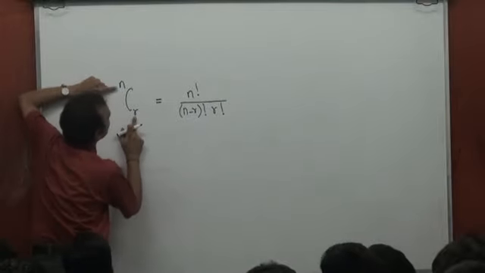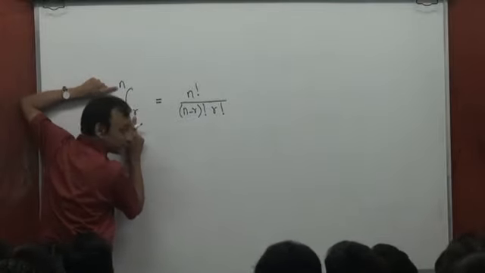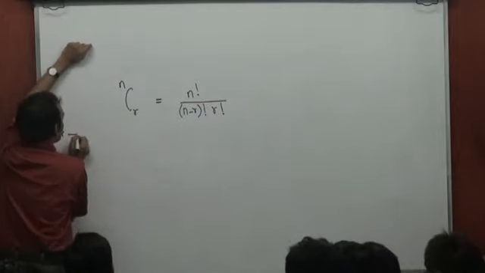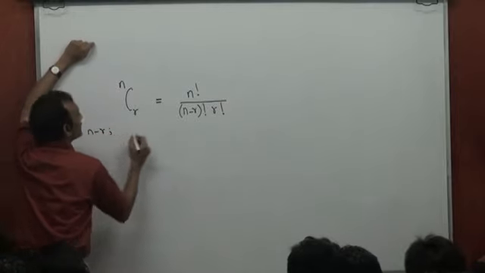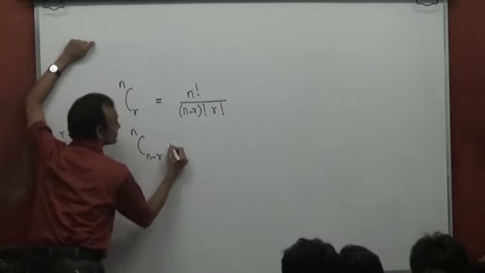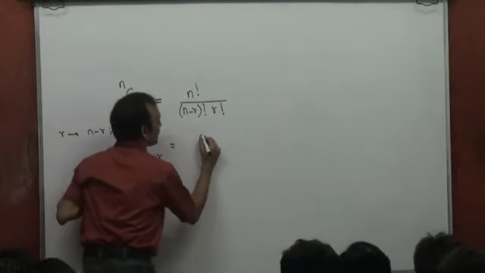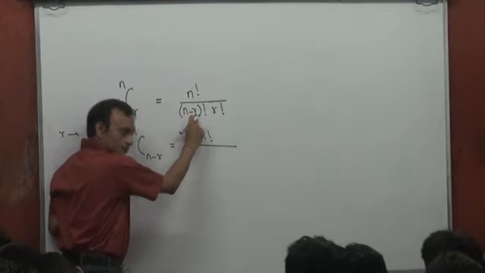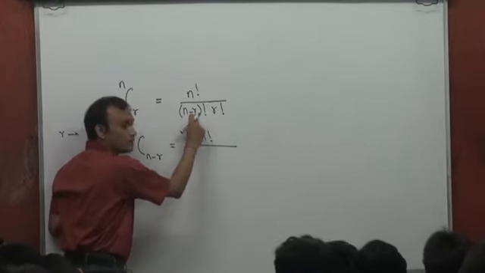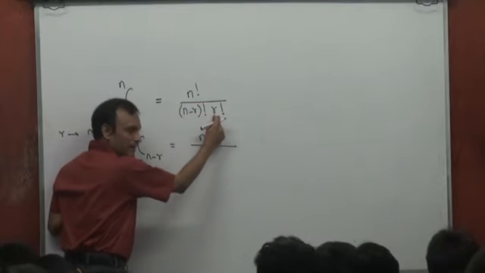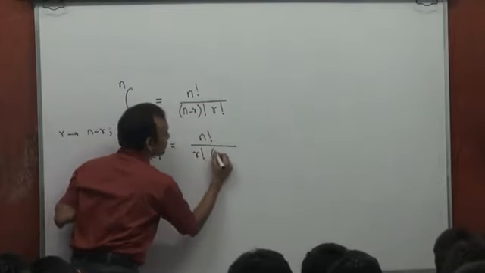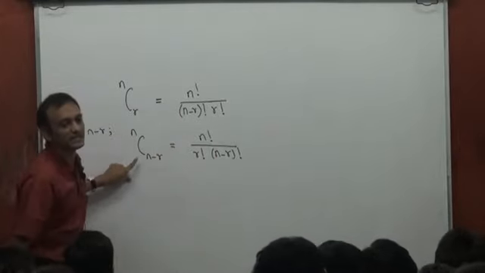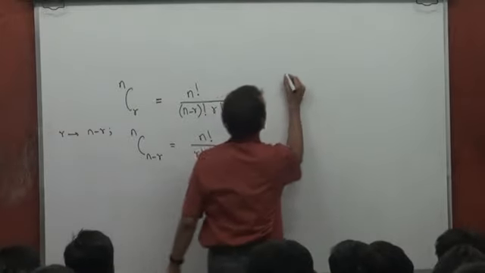Now in this, if you replace r by n minus r, then you get nC(n minus r) equals n factorial divided by, replacing this r by n minus r, this will become r factorial, and this will become (n minus r) factorial. So this will become r factorial, this would be (n minus r) factorial. Very clearly then, nCr is the same as nC(n minus r), right?